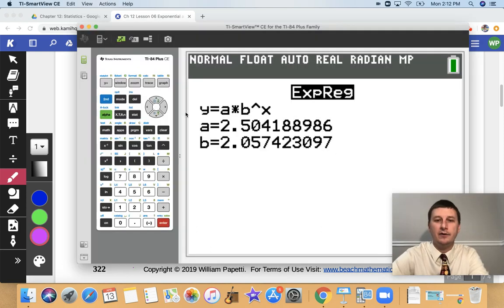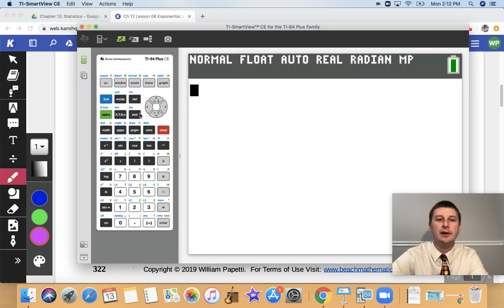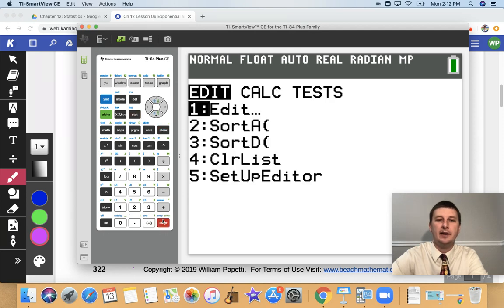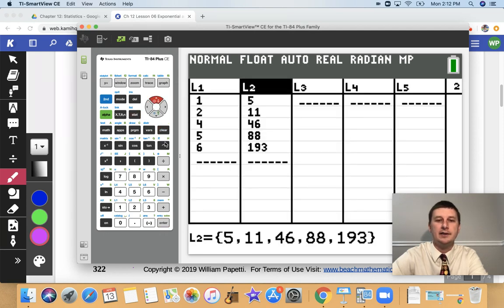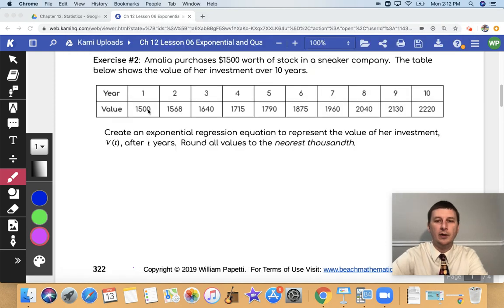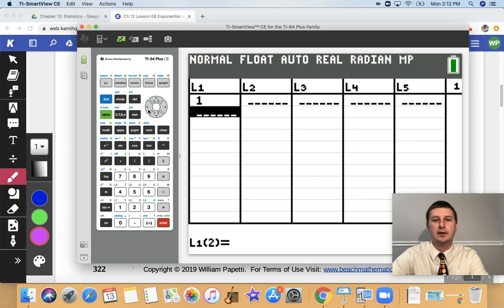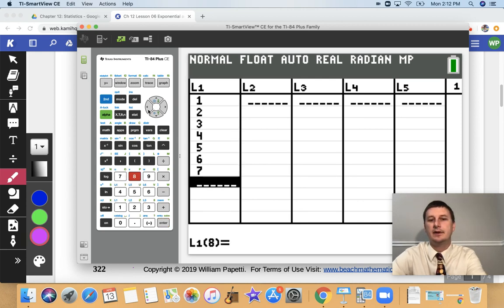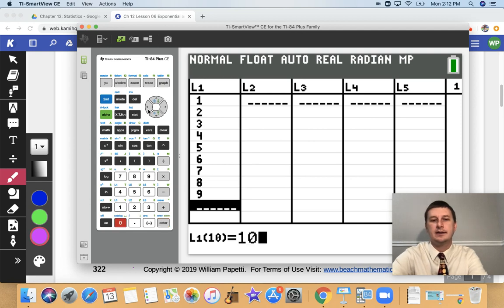So we're going to go back over to our calculator and we're going to go to Stat, Edit, and we're going to have to clear everything out of our lists. So we're going to highlight our list and do Clear, Enter. At this point, we should be a pro at this because we've done it so many times. Now, in list 1, we're going to put 1, 2, 3, 4, 5, 6, 7, 8, 9, and 10.